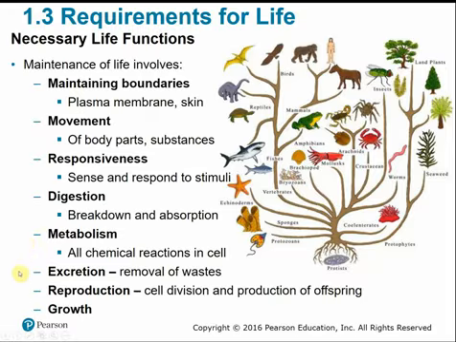Another necessary life function is excretion. Through our metabolism, all of these chemical reactions, some waste products are going to be produced along the way. So we need to remove these wastes so they don't build up and cause problems. Reproduction. All living things are capable of reproducing. It's not only the production of offspring, but also consists of cell division. When you grow, your cells are dividing and making new cells, right? So that is also a type of reproduction. And then finally, growth, just an increase in size of certain body parts or tissues.